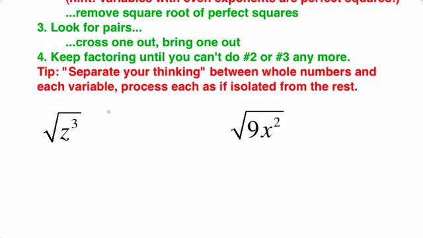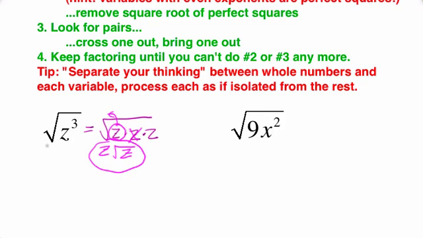Over here on the left, we have the square root of z cubed. So if we just want to factor z cubed, now I'm going to do this the long way. Z times z times z. Now, if we follow the procedure that we've been doing, we look for a pair. I see a pair of z's. I'm going to cross one out and bring one out. So one z comes in front of the radical, and one z was left behind underneath the radical. And the final answer is z root z.